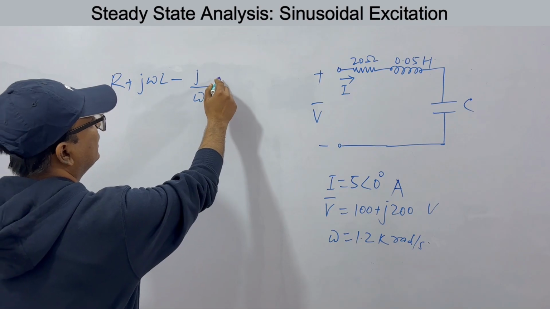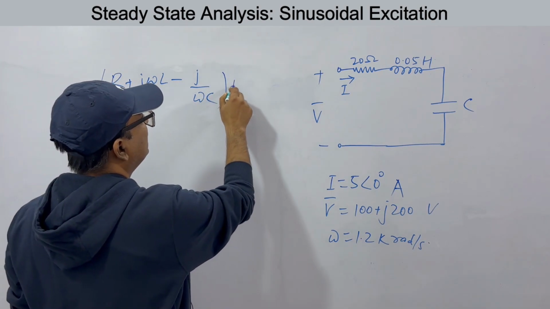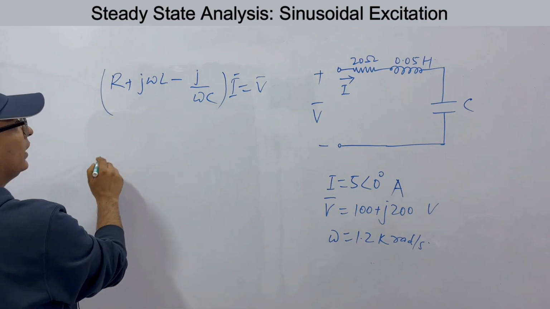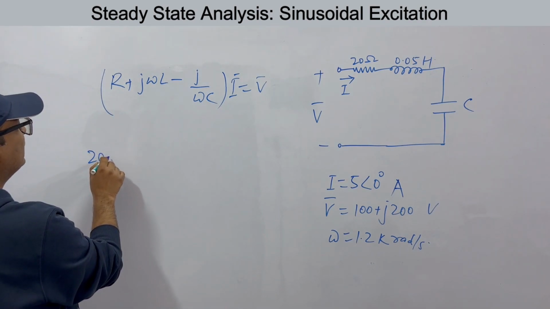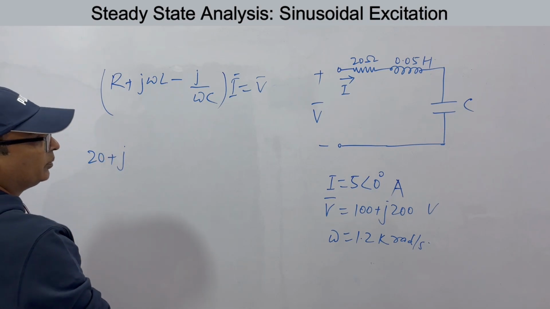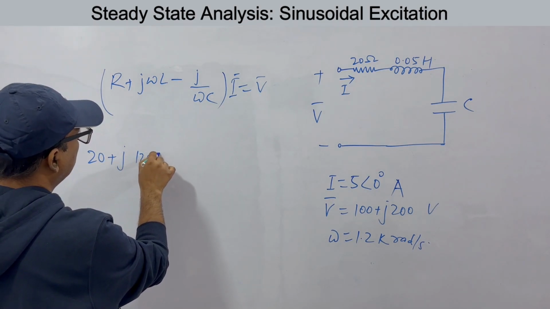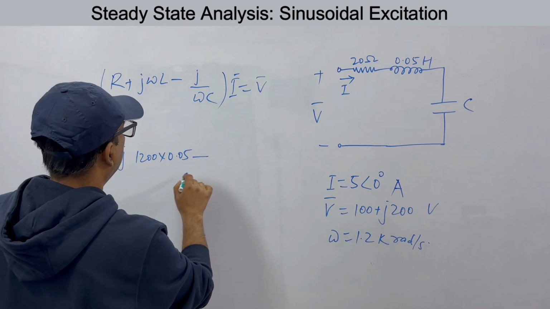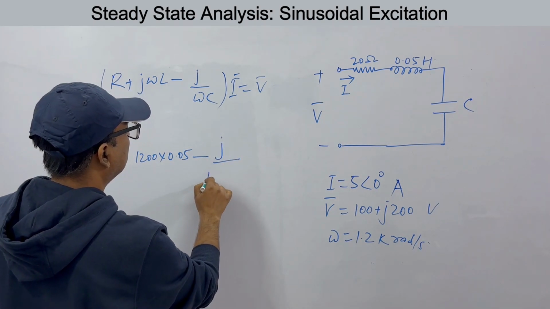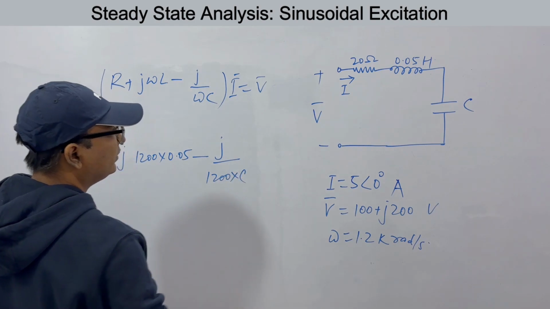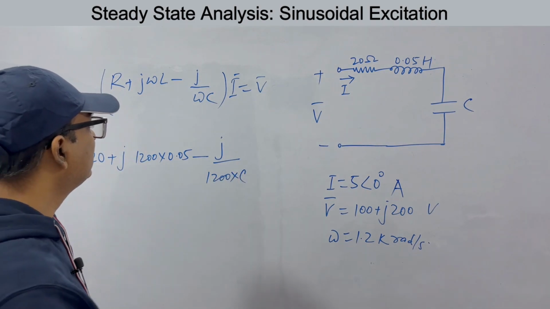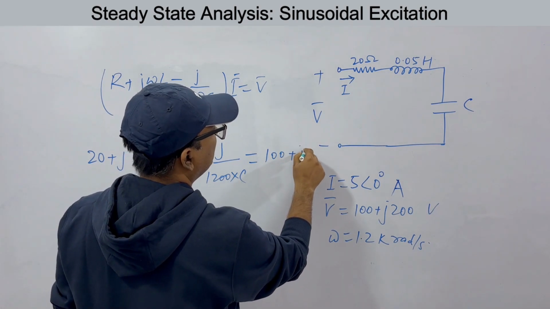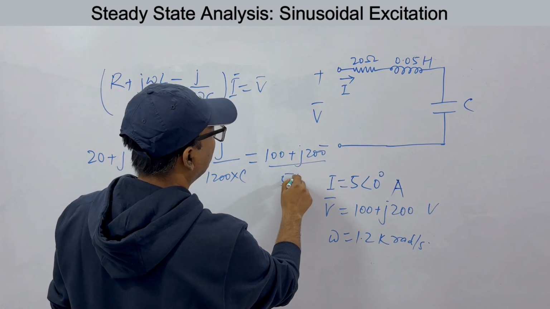J is in the numerator. This into I, impedance into I, is actually V. Clear? So R is 20 ohms. J omega L, omega is 1200 into L, L is 0.05. And we have j by omega C, that is 1200 into C. We don't know what C is, we have to find C. And V by I, what is V? V is 100 plus j200 by 5 angle 0 degrees.